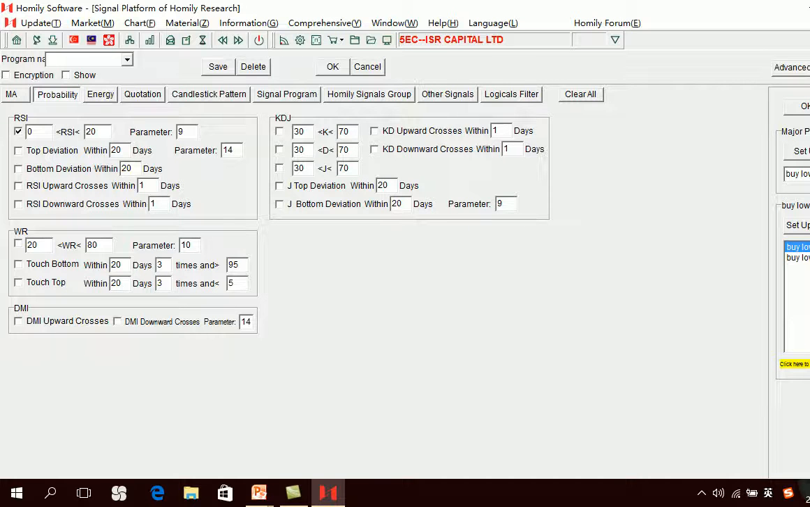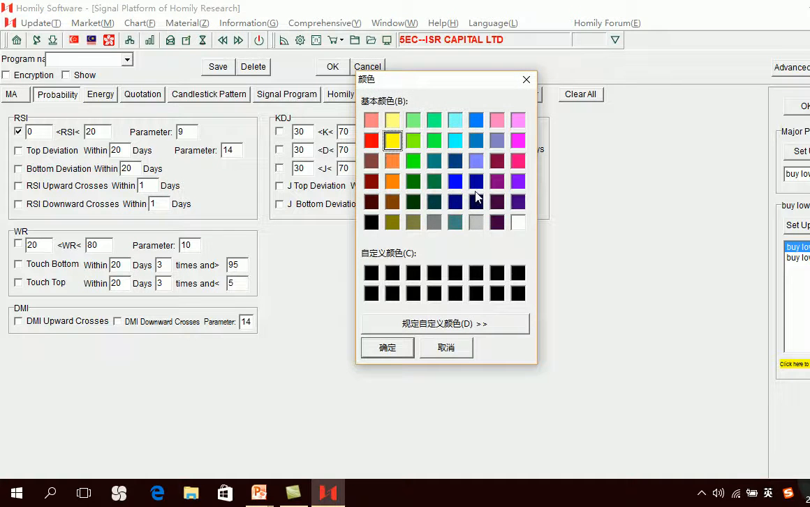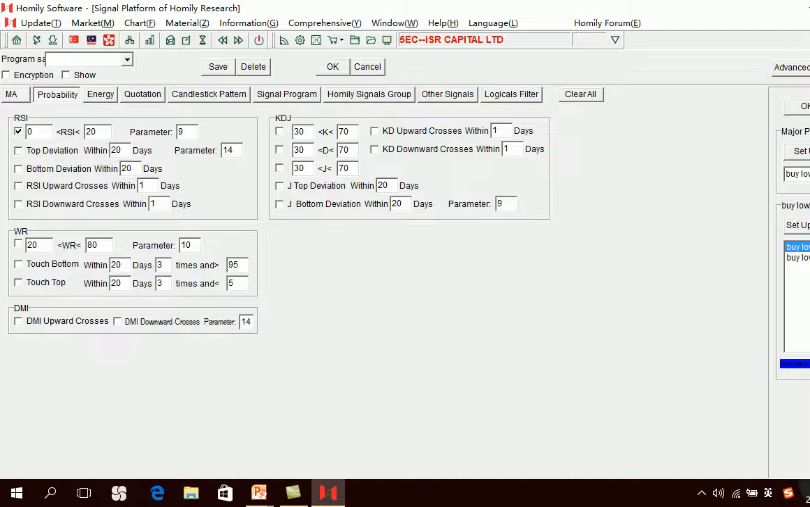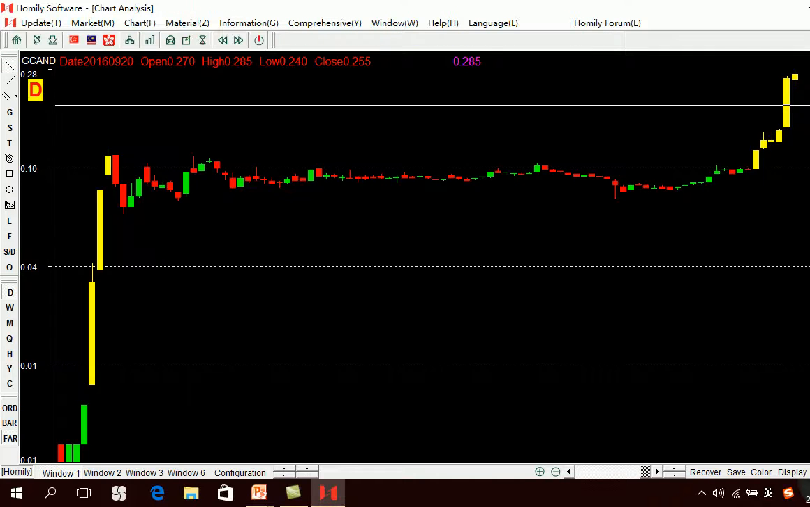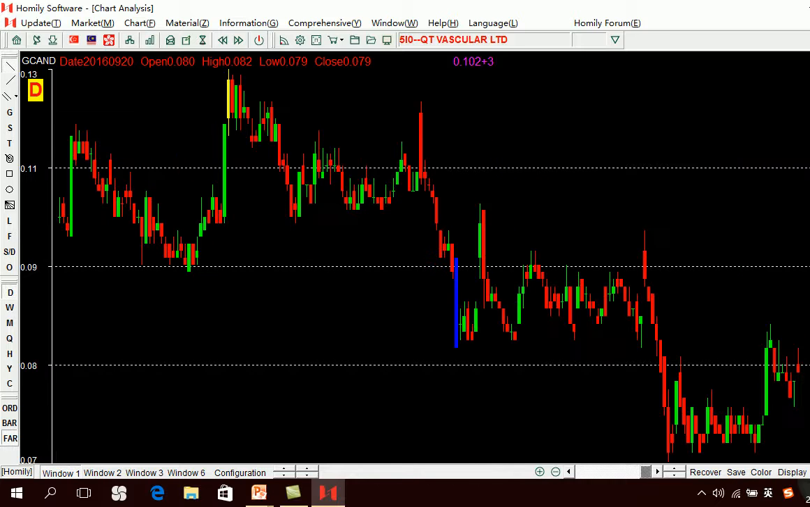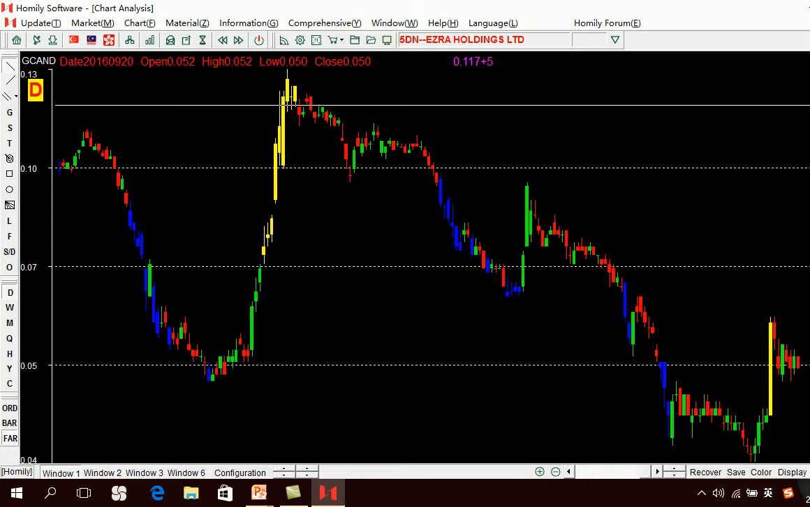You can see the first one, the color is yellow. The next one color is yellow, okay? Then we need to change the color. The first one I want to change to blue color. Then click this one, click blue color, click OK. Then click modify, click OK again. So we can see this is the parameter, okay?